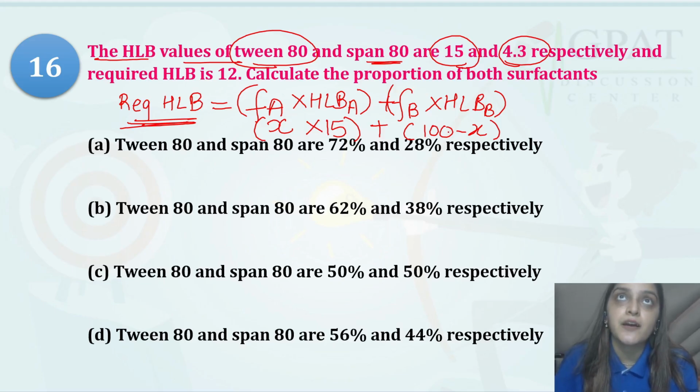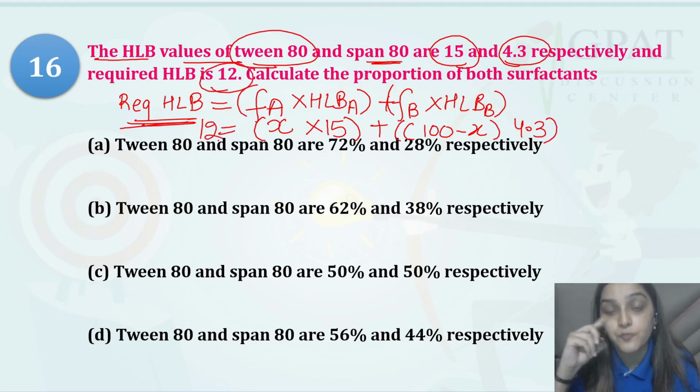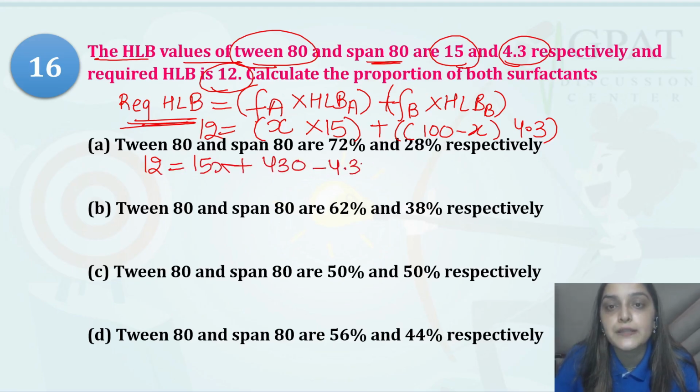So generally if they mention equimolar concentrations of the surfactant, we write 50-50%. So let's suppose here we have one as X and the other will be 100 minus X, right? Then we multiply it by the HLB value of B, which is 4.3, and the required HLB is 12. Now I have put up an equation here, so you all can solve. It will be 12 equals 15x plus 430 minus 4.3x.